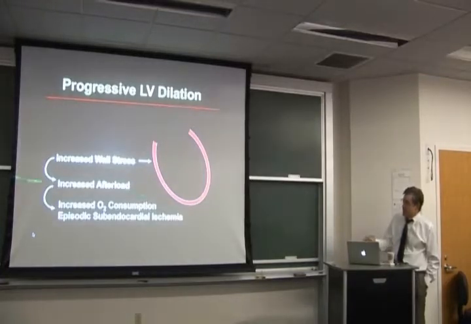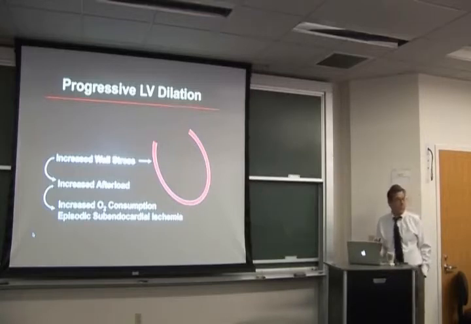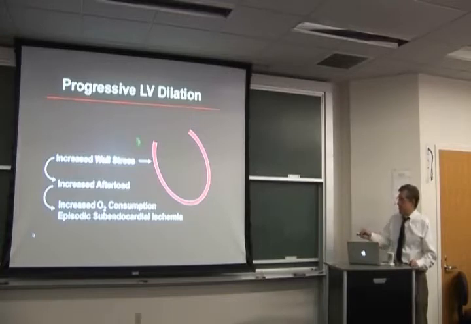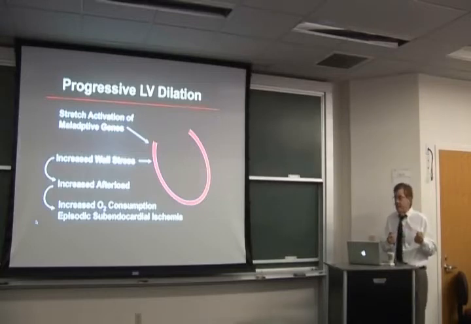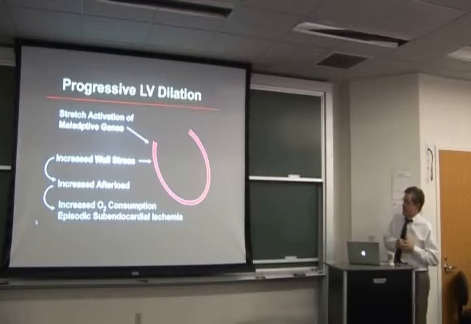This in turn can lead to increased oxygen consumption and episodic subendocardial ischemia. We're beginning to realize now that people with heart failure, as they get worse, basically necrose off the inner shell of their ventricle, which again leads to worsening remodeling. There's this concept that stretching myocardial tissue leads to activation of a variety of maladaptive genes. I actually started my research career stretching cardiac myocytes, and subsequent work shown by others has clearly demonstrated that stretching myocardial tissue will activate maladaptive genes.